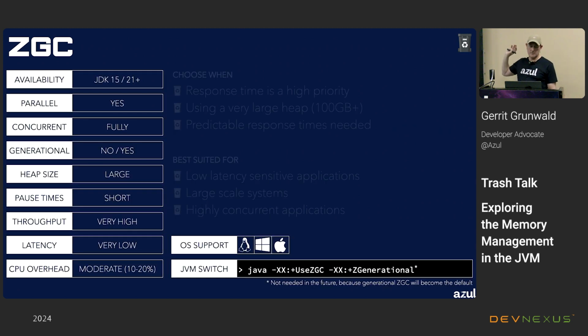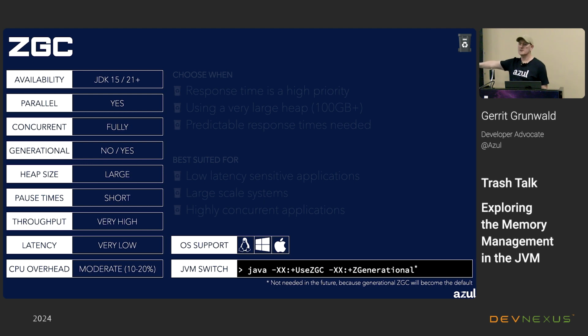So this is available since JDK 15. It was the non-generational in 15, and now it's the generational from 21 onwards. It's parallel, it's fully concurrent. The non-generational was of course not generational. The new one is. We have a large heap size, very short pause times, very high throughput, very low latency. We have a little bit of an overhead, 10 to 20%, it depends, right? So there's not really hard numbers on that.